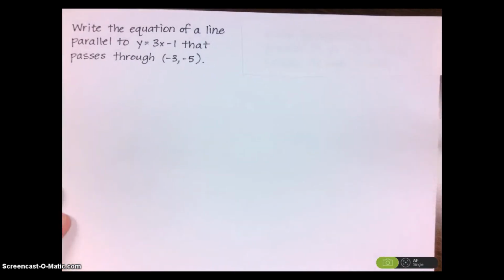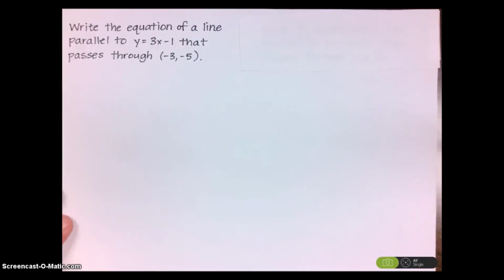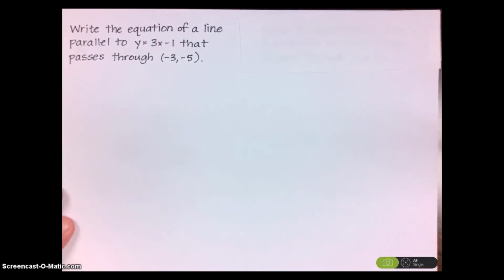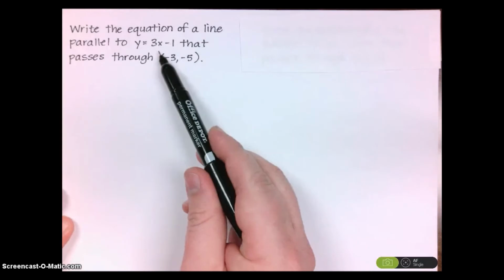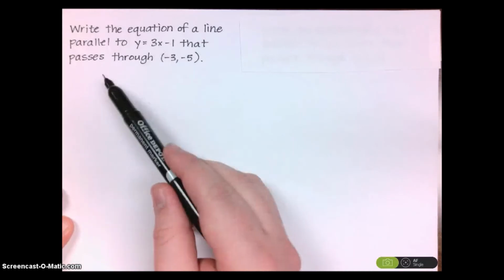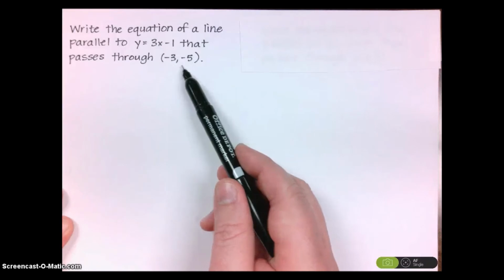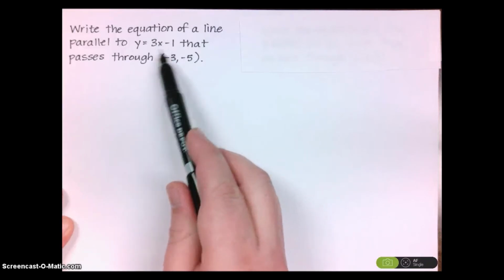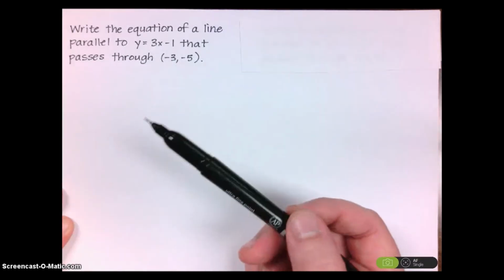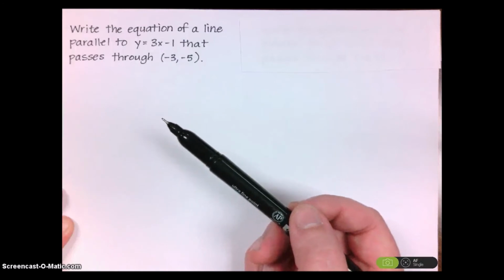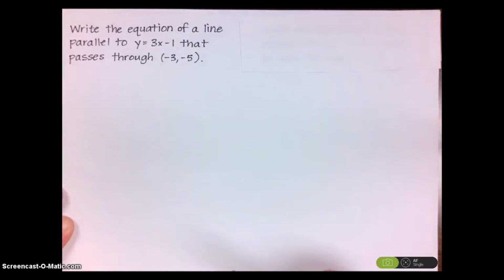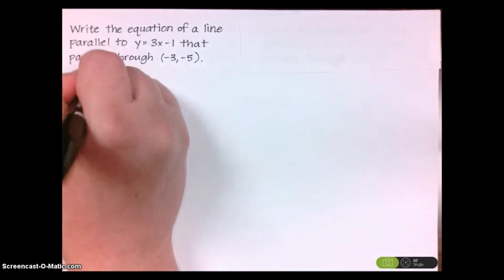You might be asked to write the equation of a line parallel to y equals 3x minus 1 that passes through the point (-3, -5). So I'm given a general equation and I'm asked to find another line that is parallel to that. Well, if they are parallel, that means that they have the same slope.